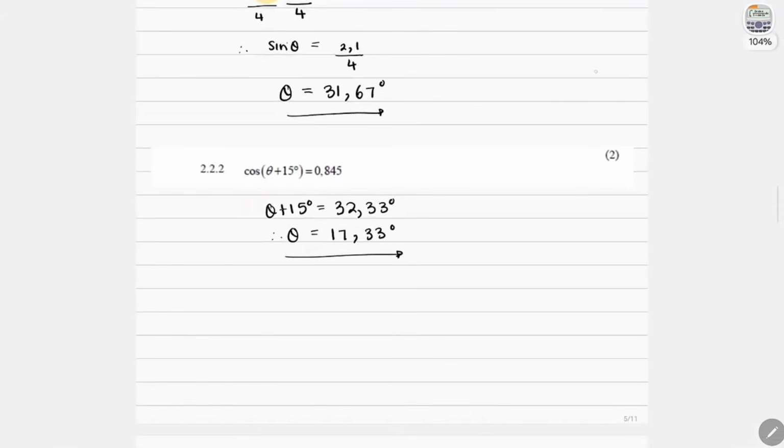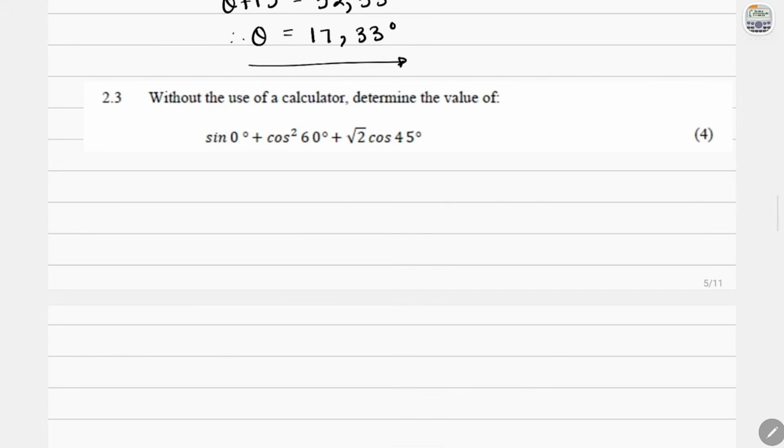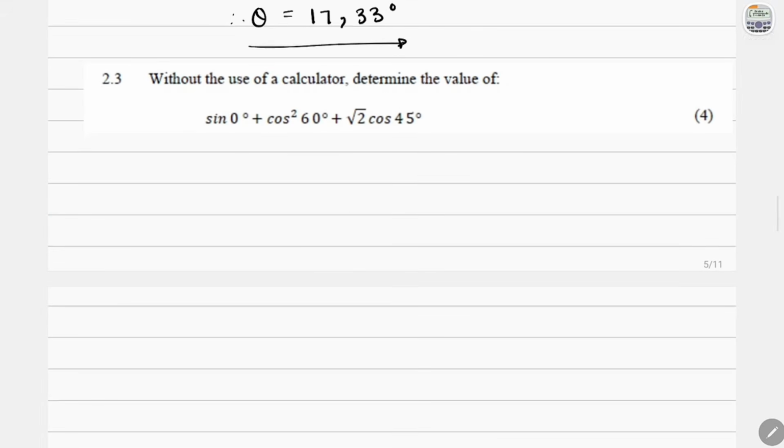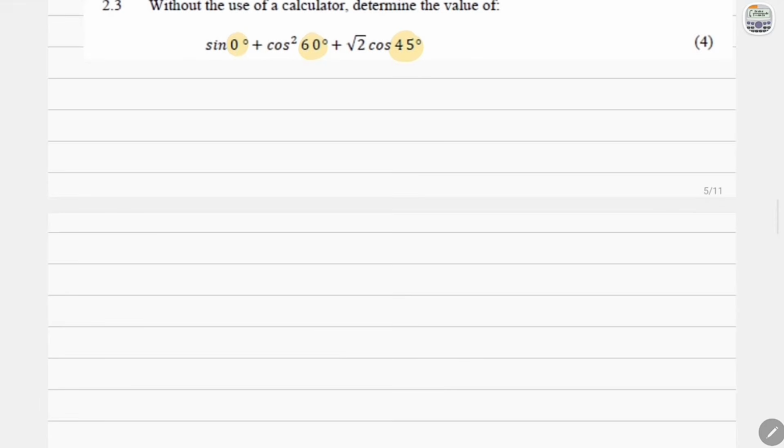Moving on to the next question. The next question, 2.3, says, without the use of a calculator, determine the value of, we have this, and you can see they're using some special angles here. Okay, so if you wanted to ensure that you did not use a calculator at all, we can use this method. You can use your triangles, your special triangles, the circle. Okay, this is a circle method of doing this, but I'm going to use a rule called the OHA rule here.